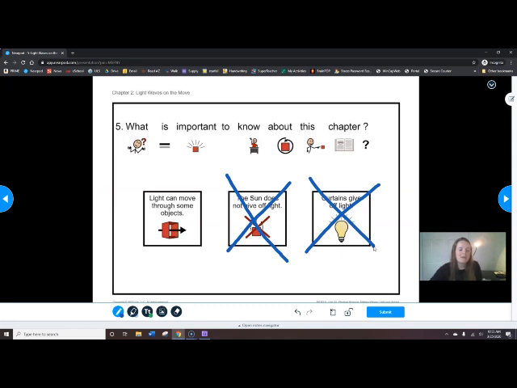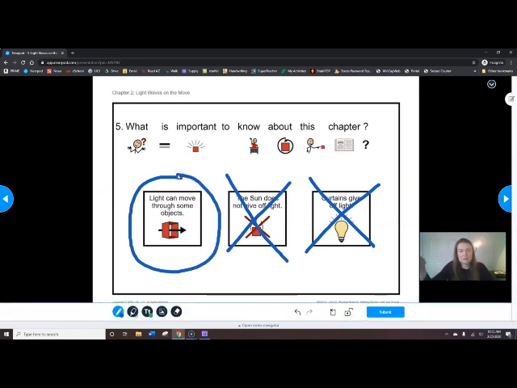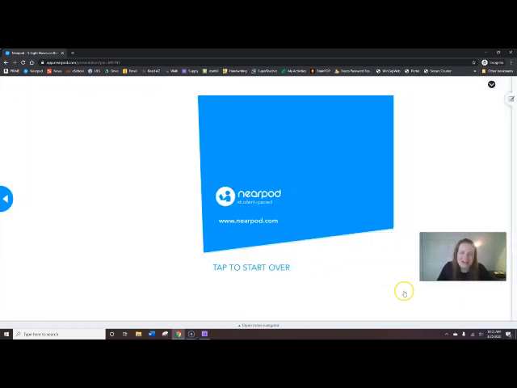Now, the only one left is light can move through some objects. So light was moving through my thin curtain right there. When you're done, hit submit. And that's the end of our lesson for today. Great job! I know that this is a dense topic and you did a great job. Thank you for doing it.